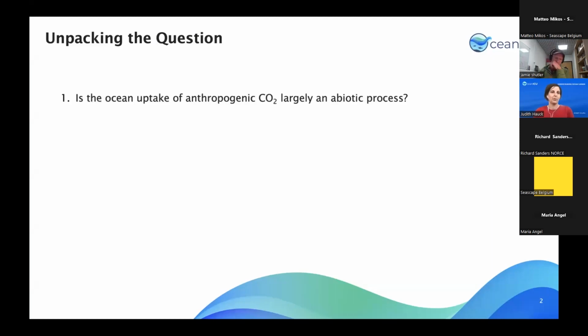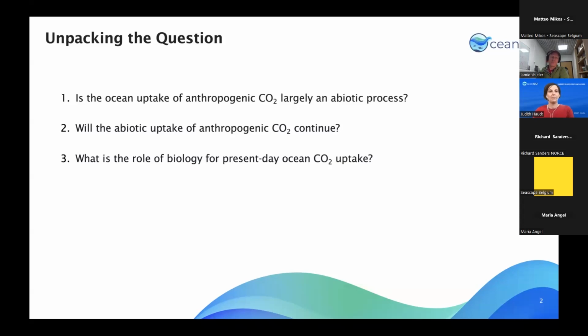The first question would be, is the ocean uptake of anthropogenic CO2 largely an abiotic process? The second would be, will the abiotic uptake of anthropogenic CO2 continue in the future? And then what is the role of biology for present-day ocean CO2 uptake? And will that role of biology change in the future?